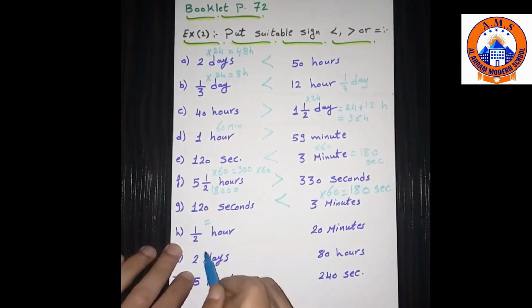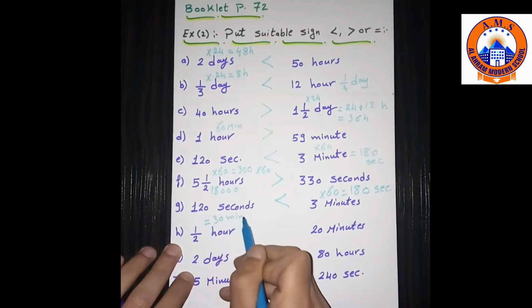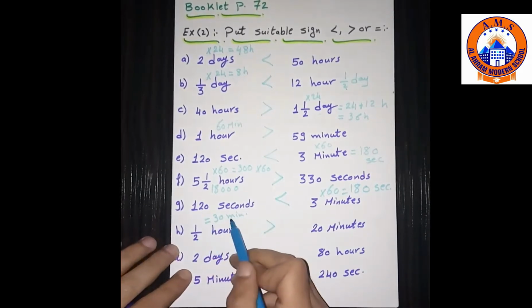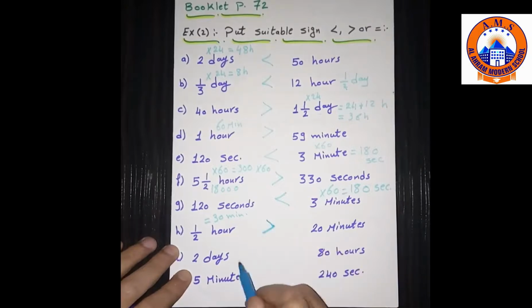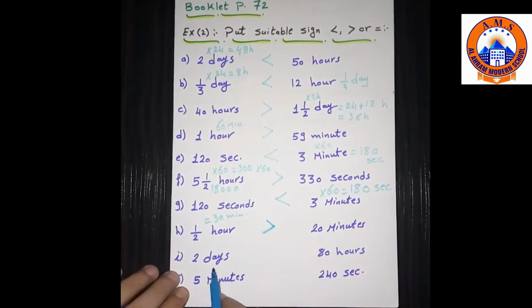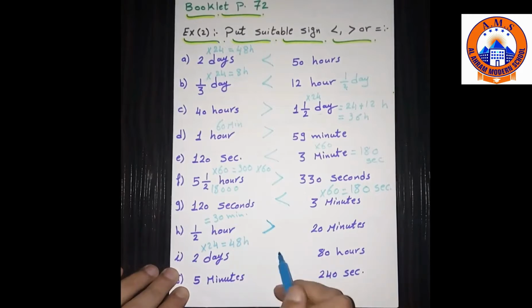Question number H, half of an hour. We have taken this in the notes. Half of an hour equals 30 minutes, and here we have 20 minutes, so half of an hour is greater. Question number I, 2 days or 80 hours. I'm gonna change the days into hours by multiplying by 24. 2 by 24 equals 48 hours, and here we have 80 hours, so 80 hours is greater.